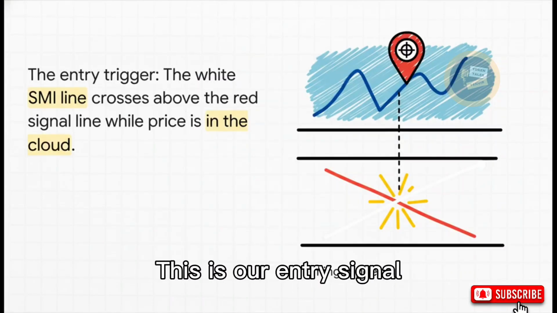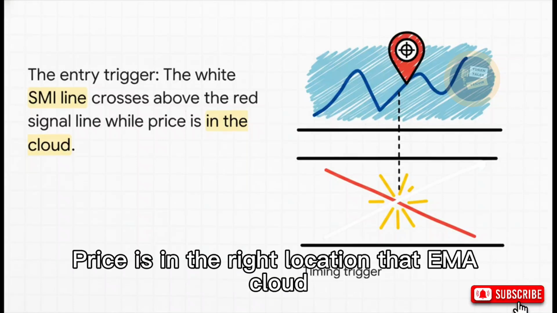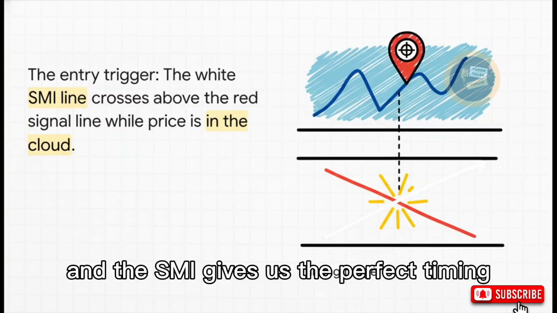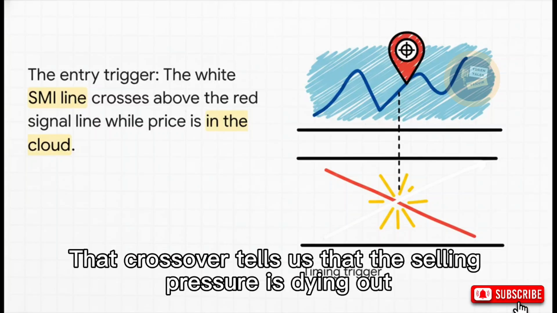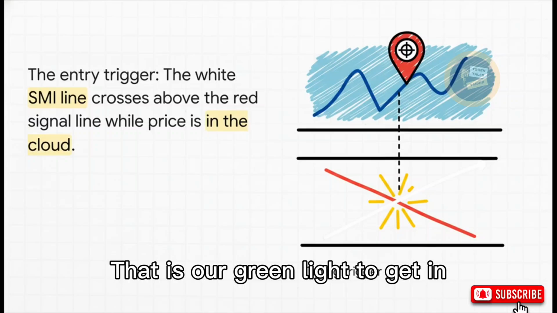And this is the magic moment. This is our entry signal. It's all about that perfect combination of location and timing. Price is in the right location, that EMA cloud, and the SMI gives us the perfect timing. That crossover tells us that the selling pressure is dying out and the buyers are taking back control. That is our green light to get in.